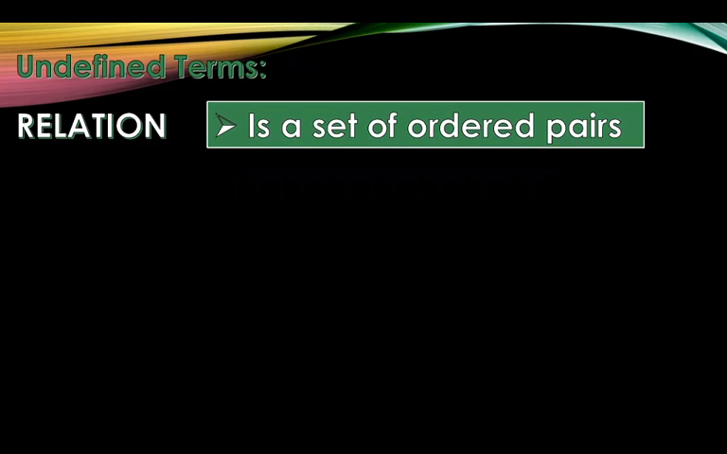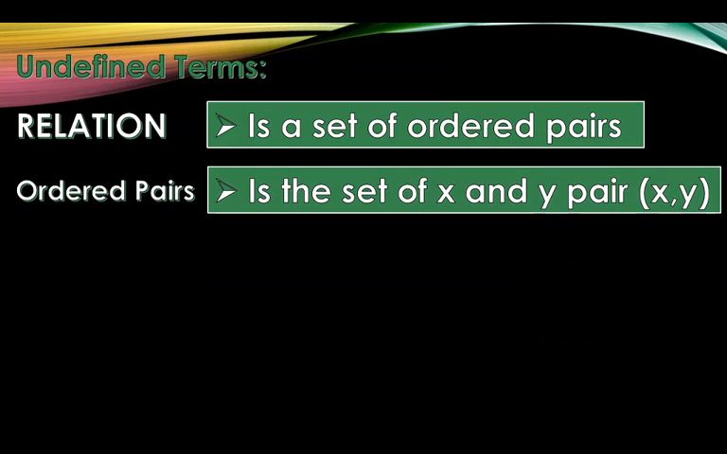Let us first define the following terms. It is very important for us to define the following terms since we may encounter these words in the undefined terms. We have the word relation. What is relation? Relation is a set of ordered pairs. What is an ordered pair? It is the set of X and Y pair, or the X, Y.